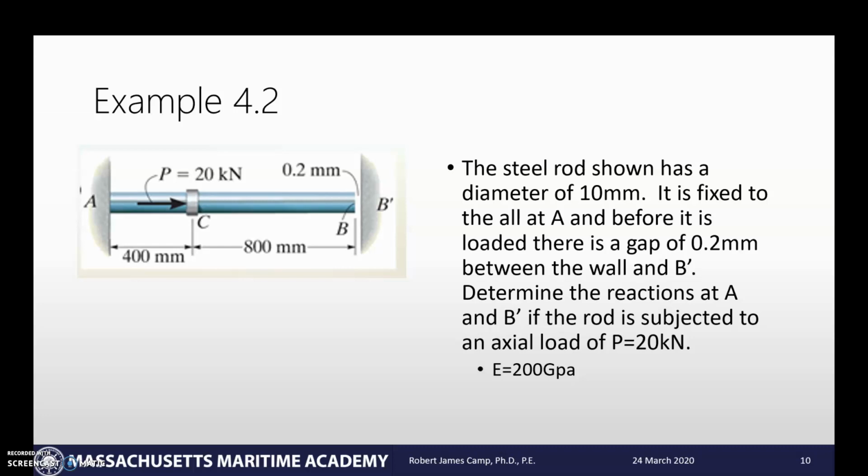So let's take a look at what we are trying to do. Basically, what we have, free body diagram, I have my rod that's here. I've got my collar I'm pushing on with my 20 kilonewtons. And there is a small gap here at the end of 0.2 millimeters. And so the way that we're going to do this is with superposition.